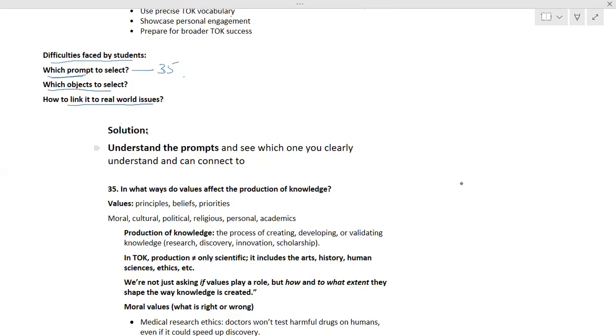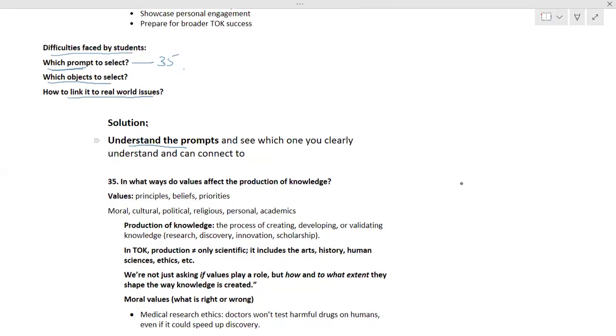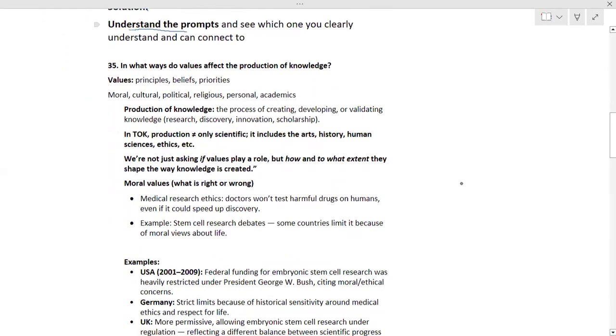The first thing we need to do is understand the prompts. Once you understand the 35 prompts, you can see which one you clearly understand and connect to. Okay, let us start with an example. I am taking the last prompt, prompt number 35, which says, in what ways do values affect the production of knowledge?